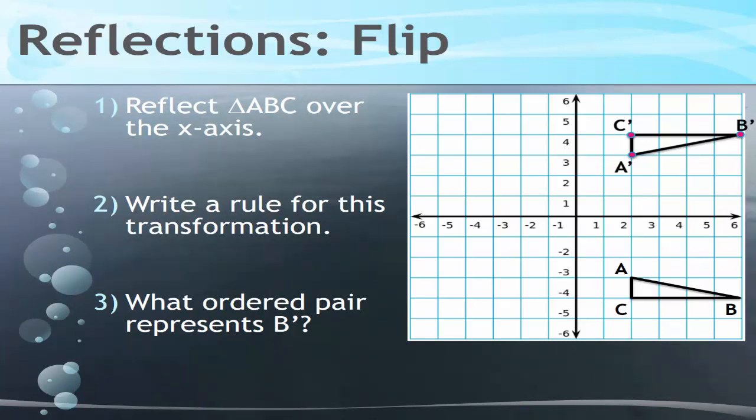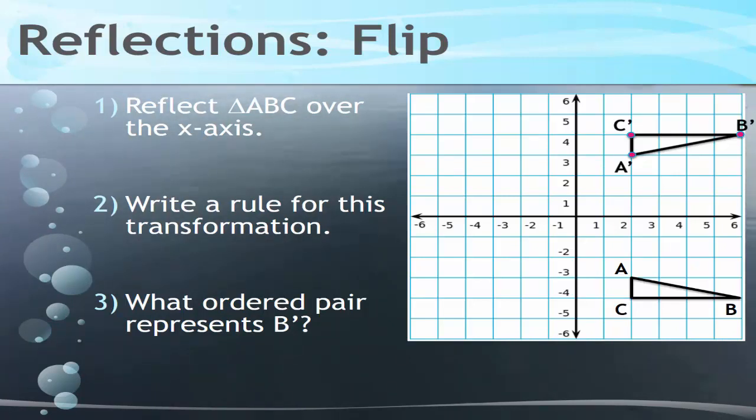Now, another way of thinking of this is my point for A is 2 units over and 3 units down. It's 3 units away from the x-axis. So my A prime has to be 3 units away from the x-axis in the opposite direction.